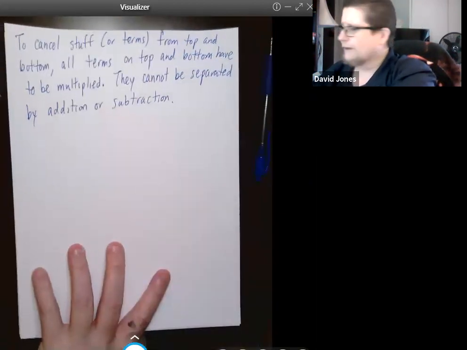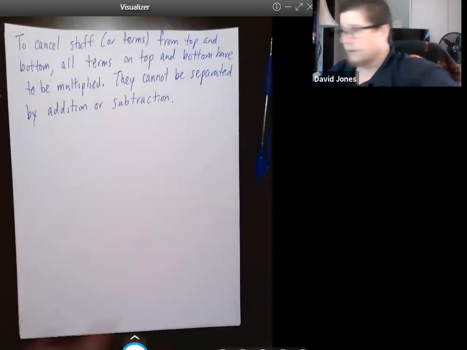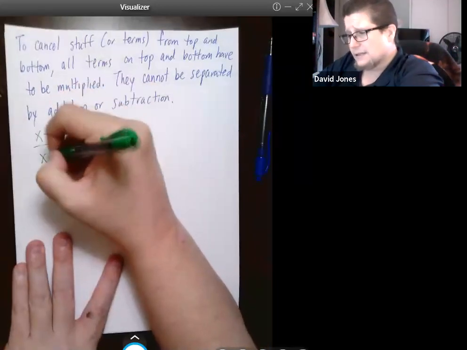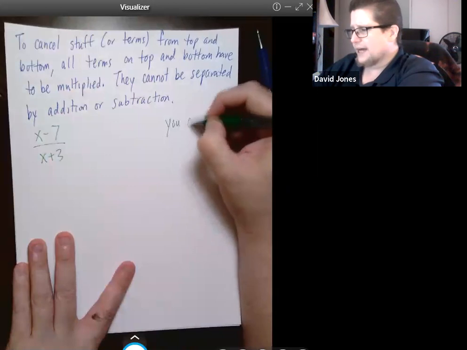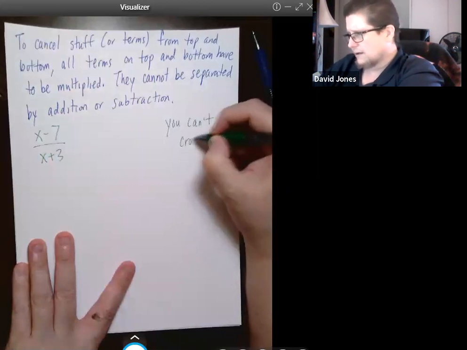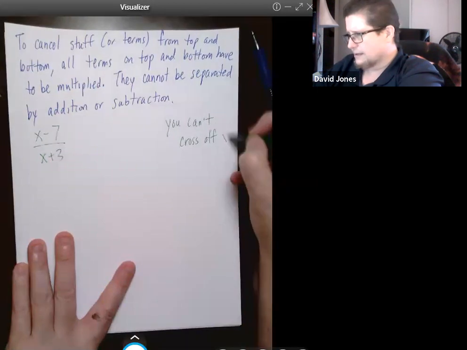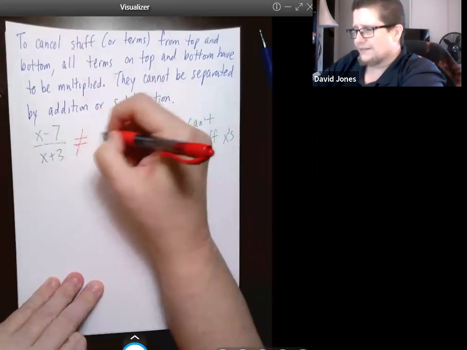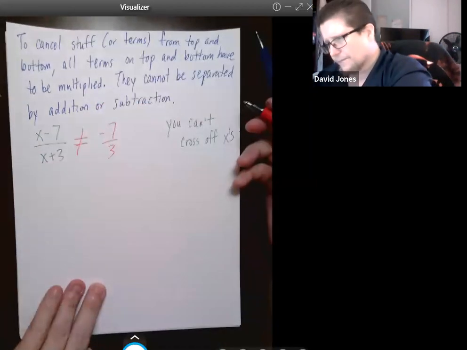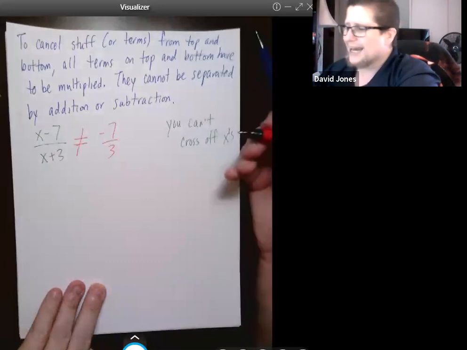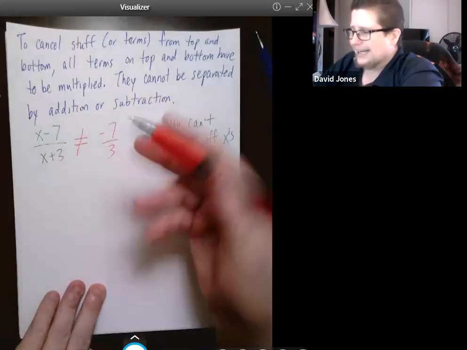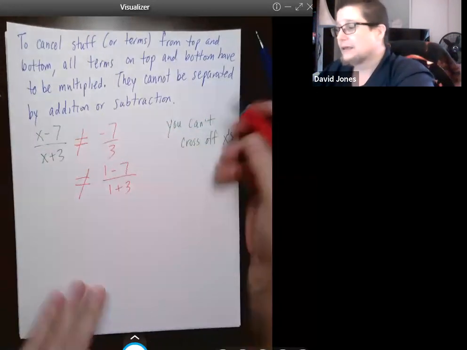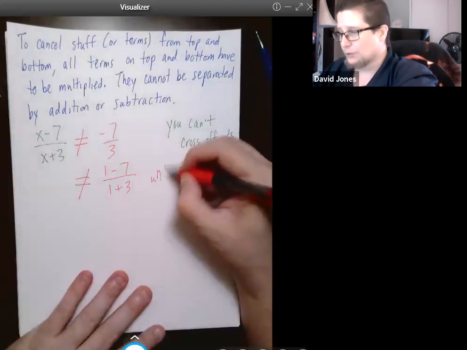I'm going to go back to the very first example we had. We had x minus 7 over x plus 3. You can't cross off the x's. This does not equal negative 7 over 3. Even when you cancel, it replaces it with a 1. It does not equal 1 minus 7 over 1 plus 3, unless x equals 1.